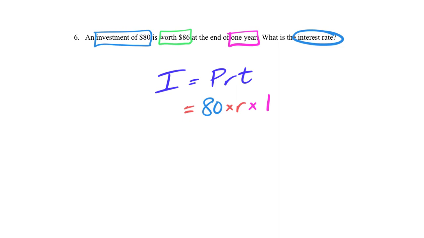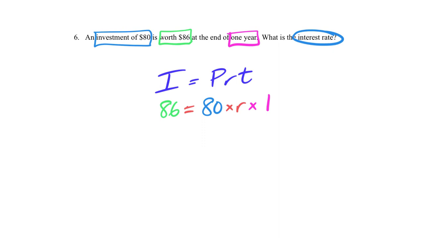And now my interest. Don't make the mistake of writing that, because that is incorrect. Now, why is it incorrect? Because I does not represent the amount of my investment. It only represents the interest.